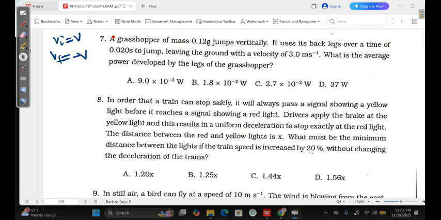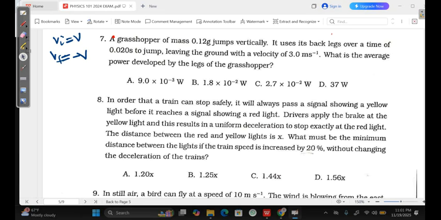Okay, let's look at question 7. A grasshopper of mass 0.112 grams jumps vertically. It uses its back legs over a time of 0.02 seconds to jump, leaving the ground with a velocity of 3.0 meters per second. What is the average power developed by the legs of the grasshopper?